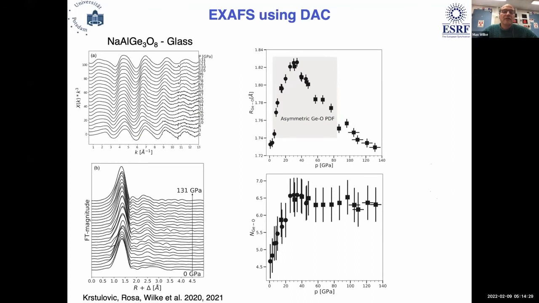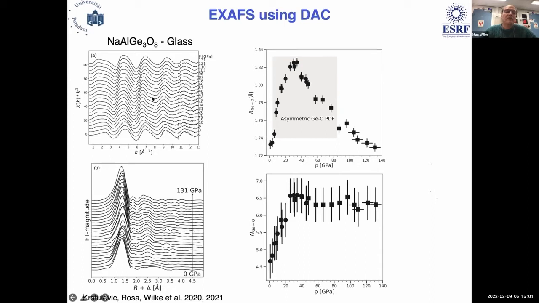So the first data set here is our data set on this germanium albite glass, the germanium analog of albite. And you can see that we get a nice suite of XAFS spectra up to k of 13 inverse angstrom, shown here in k-space, and below the Fourier transform of it. And we were able to really get data up to 130 GPa.